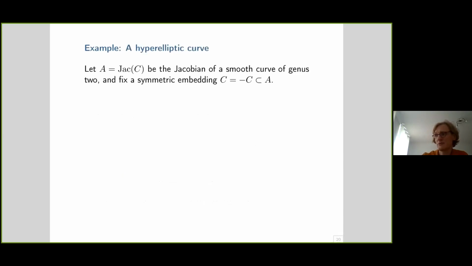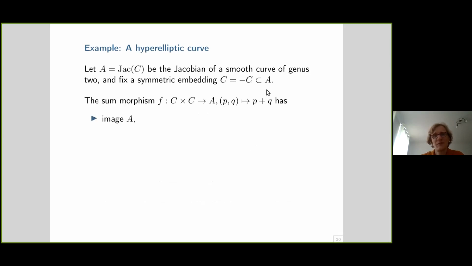So I want to give you again a toy example, namely a hyperelliptic curve inside its Jacobian. Say the curve has genus 2, so it's the smallest non-trivial example. And since it's hyperelliptic, you can embed it in a symmetric way. So if you have a point P on the curve, then minus P is also on the curve.